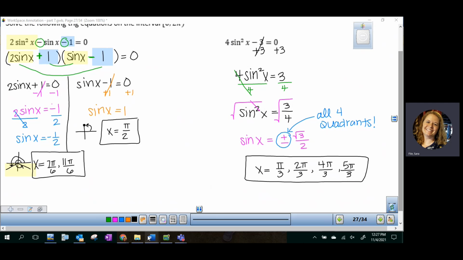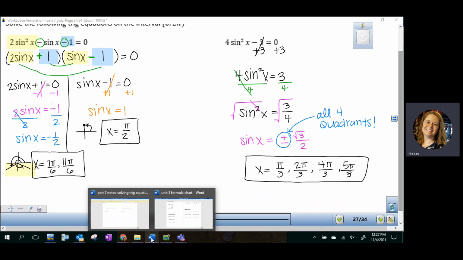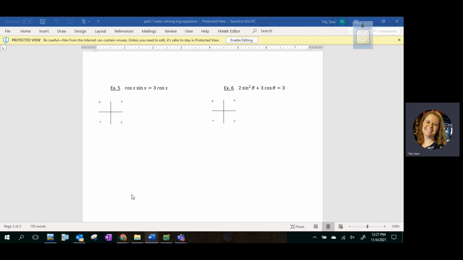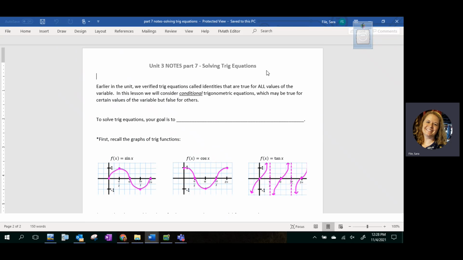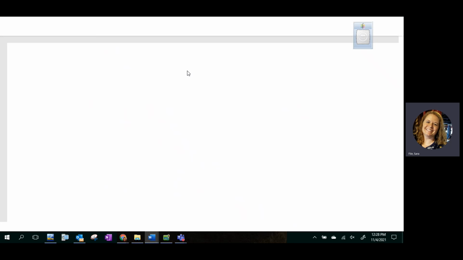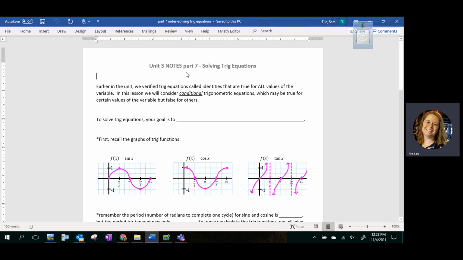Now, in the original Unit 3 notes packet that I gave you, there is a Part 7 notes page. It's still in that packet, and this is what it looks like. Remember, we changed out the original Part 6 and Part 8. We said we're not going to cover those. You could take them out if you wanted. We were just focusing on solving trig equations. So this page is still in there.